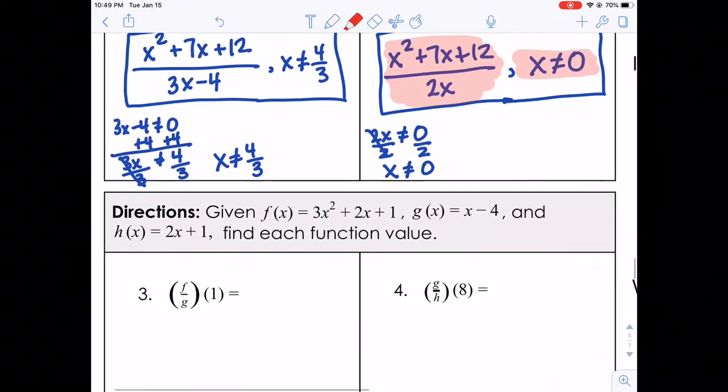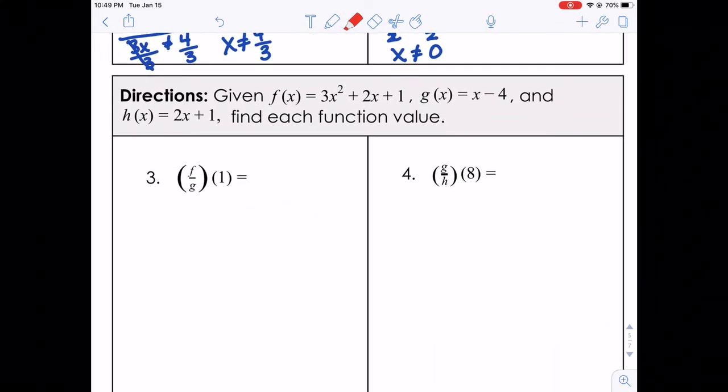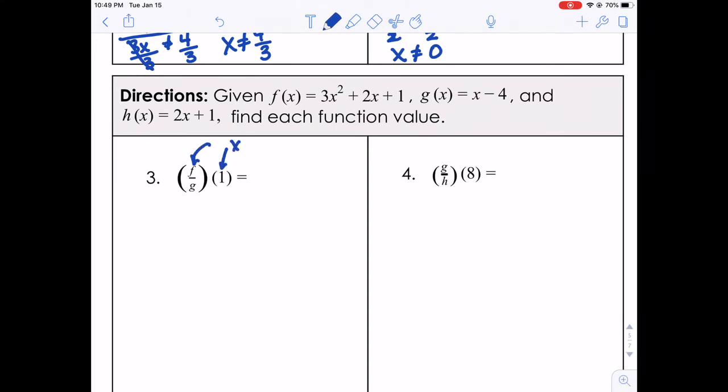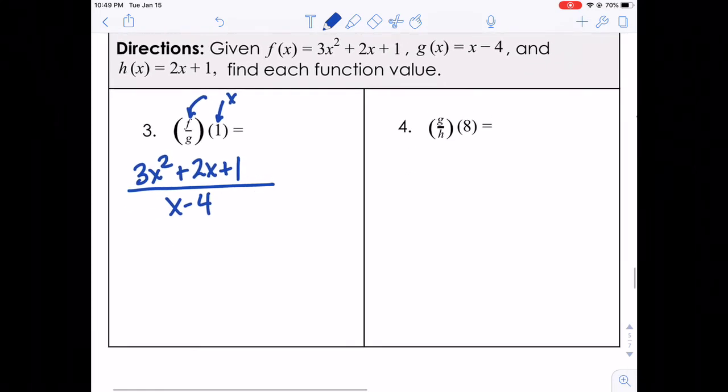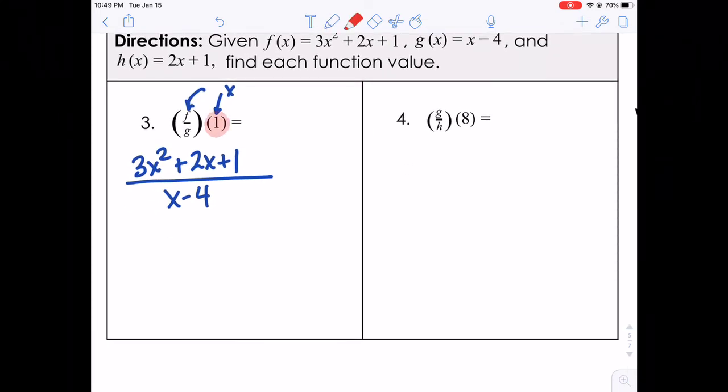That's pretty much it. We have just like one more section here. So this time they're telling us f over g, and then they're also telling us that all the x's are going to turn into 1s. So I have f, which is 3x squared plus 2x plus 1. And then g is on the bottom, x minus 4. And in this case, they're telling us the x's are turning into 1s. So this x, and that x are turning into 1s.